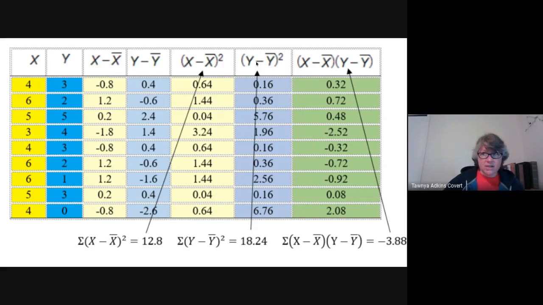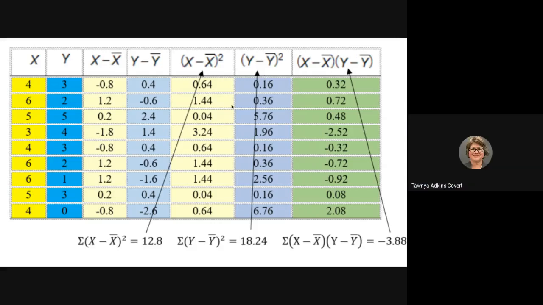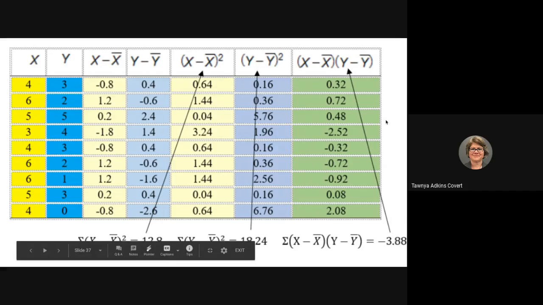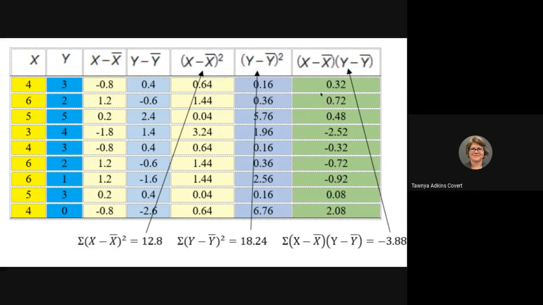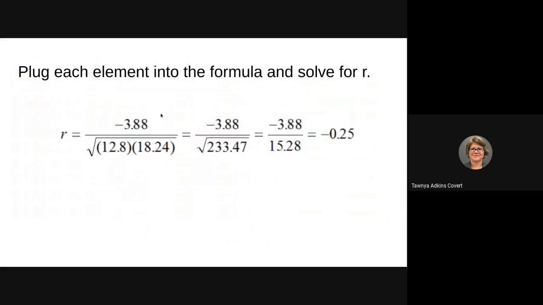So we have this column summed together is 12.8. If you add all these numbers together, you get 12.8. The sum of this column is 18.24, and the sum of this column is negative 3.88. Note that this column is always positive, and this column is always positive, because we have squared all the numbers, these two columns should always have only positive numbers in them.